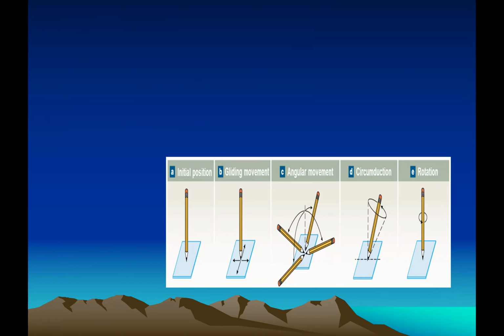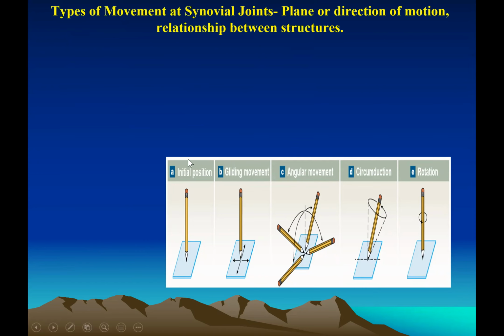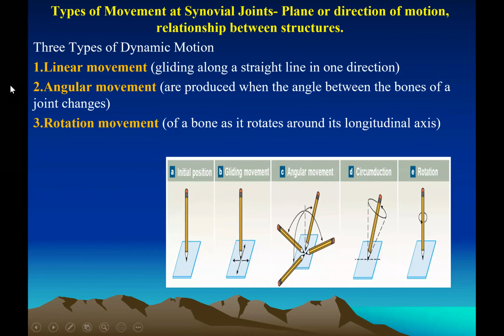So, this picture is showing another way to explain joints, depending on the type of movement and the direction of the movement. This pertains to synovial joints. You can define the joints by the type of dynamic motion they can bring about. It can be a linear movement, like here. Linear means gliding along a straight line in one direction, north, south, or east, west. It's just gliding in a straight line.